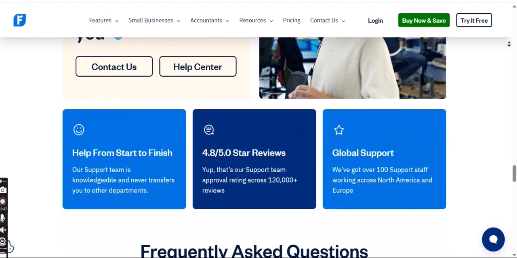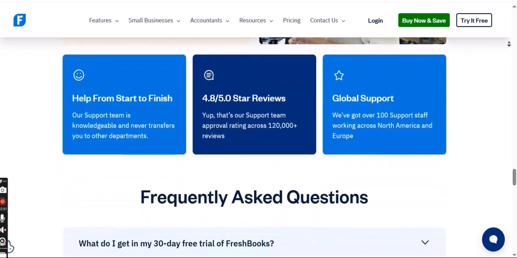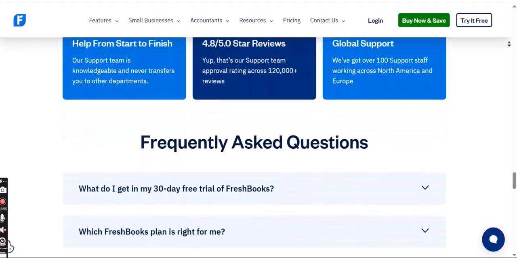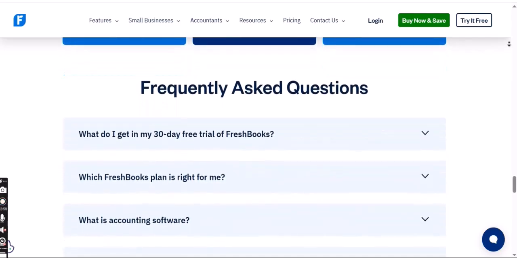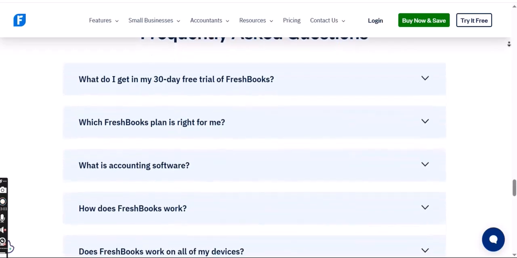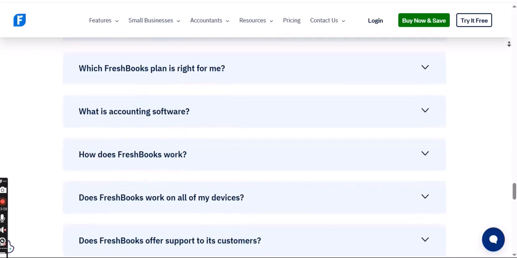Assets. These are things your business owns that have value. They can be tangible, like cash in the bank, office equipment, or accounts receivable, money owed to you by clients, or intangible, like intellectual property. Example in FreshBooks: your checking account balance, a computer you purchased for business use, outstanding invoices to clients.